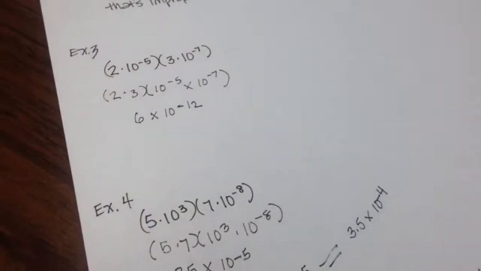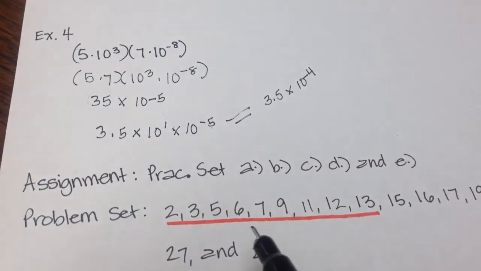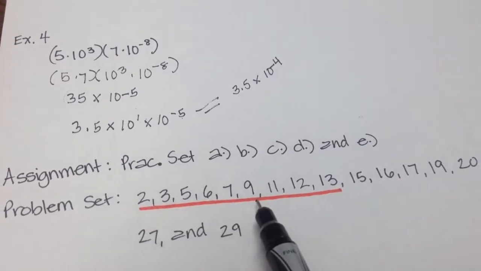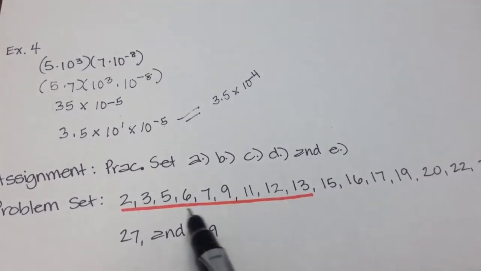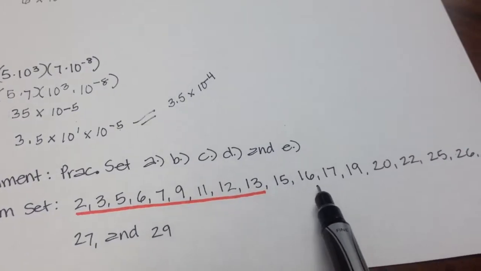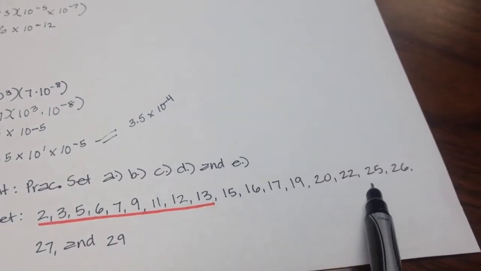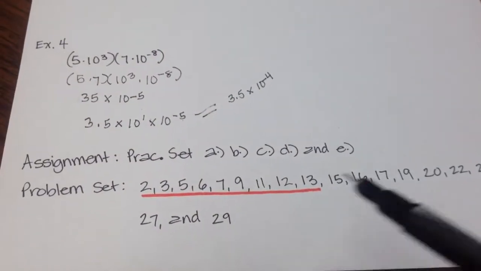All right, so you're going to do all the practice set, and then you're going to do 2, 3, 5, 6, 7, 9, 11, 12, 13. I want those done before class. 15, 16, 17, 19, 20, 22, 25, 26, 27, and 29.